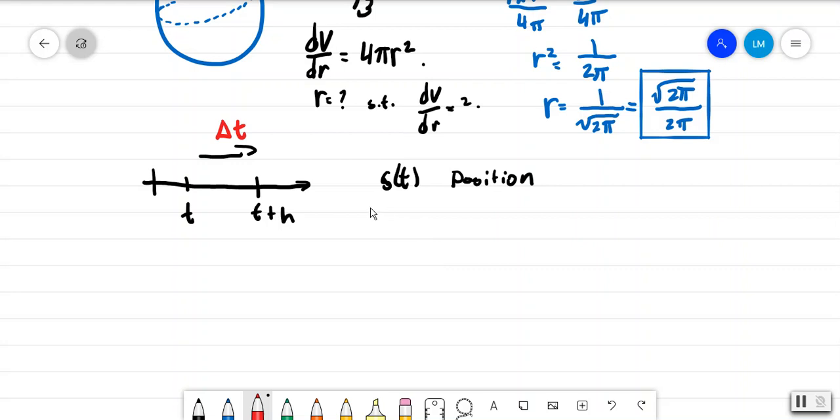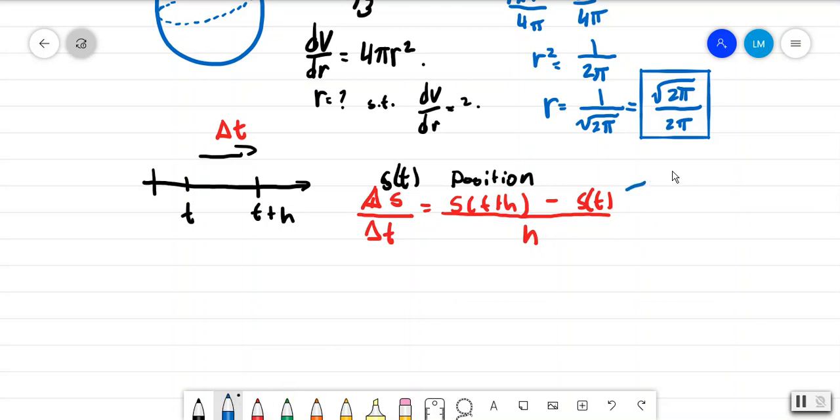Essentially we're just looking at the change in s divided by the change in t. So that would be s of t plus h minus s of t, all divided by t plus h minus t, but that's actually just h. Notice that the top part of this equals the displacement.